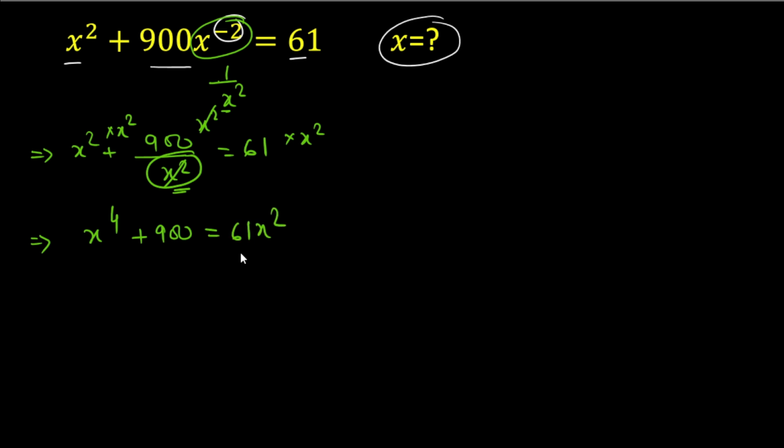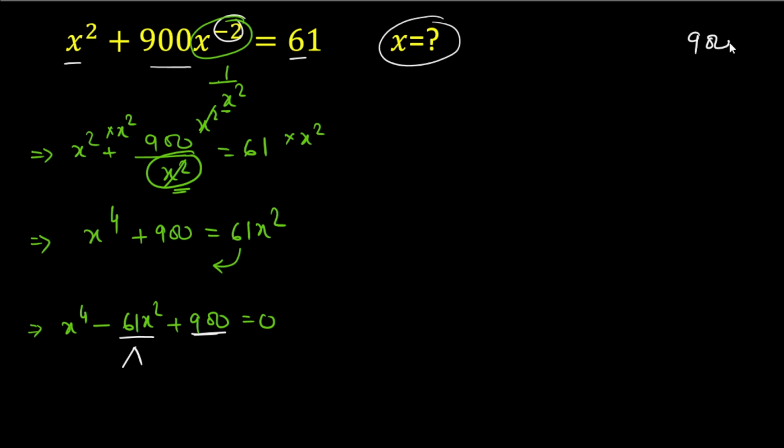Now in the next step we'll take this 61 x square to the left hand side, so we'll get x raised to the power 4, negative 61 x square, and plus 900 as it is, that is equal to 0.